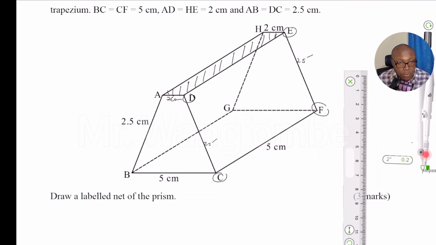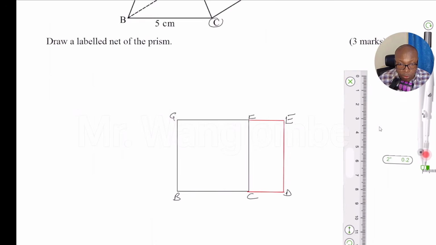So now the face that we want to draw is DAEH. Hope you can see that, the one that I've shaded. Be careful with that. Now, to draw that face, I already have DE, which is 5 centimeters. So I'll need to draw this length, AD, 2 centimeters, and EH, 2 centimeters. So that is a rectangle measuring 5 by 2 centimeters.